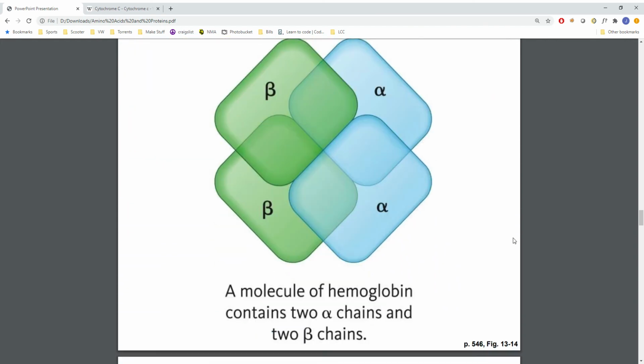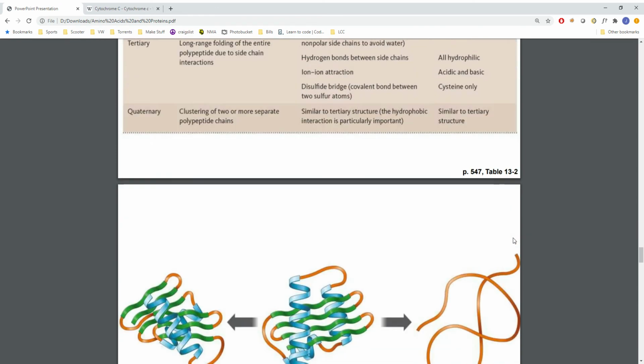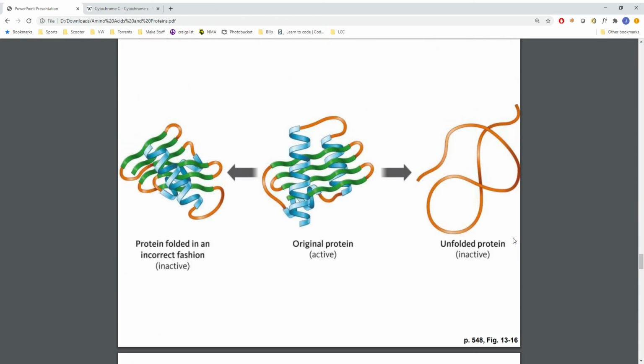That's going to help keep what we call protein activity. And so there are a couple ways you can lose function. So now we're going to talk about denaturation. When a protein is denatured, it has had a change in shape that has disabled its function. And there's a couple ways to do this.